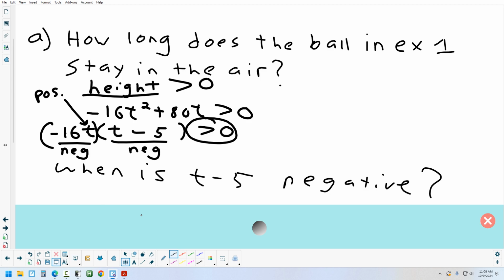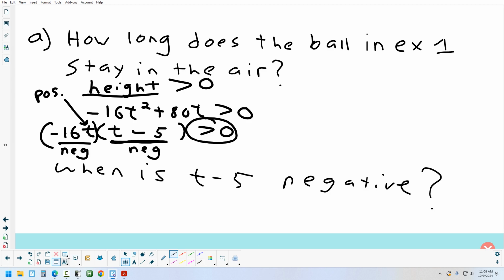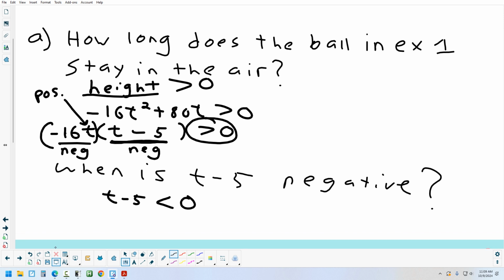So now we've turned this question into something a little simpler. All we have to do is figure out what makes this second factor negative. So when is t minus 5 going to come out to a negative number? Because as long as it's negative, a negative times a negative will be bigger than 0. And how would you solve that?